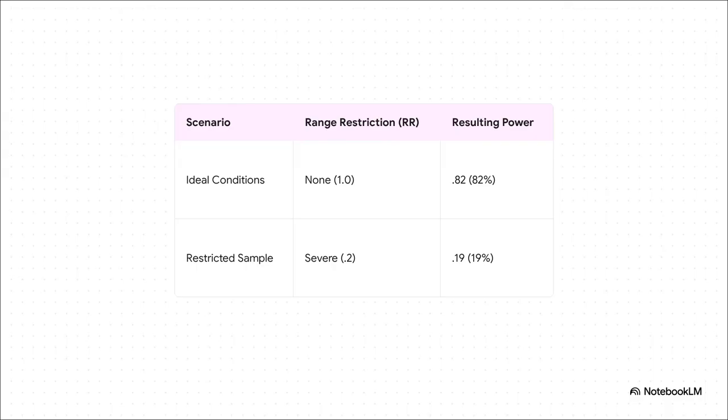And just look at how devastating one of these factors can be. Under perfect conditions, this study has 82% power. It's great, it hits that gold standard. But if you introduce a really common data problem called range restriction, the power just collapses to 19%. Nothing else changed. Just one single flaw completely crippled the study.